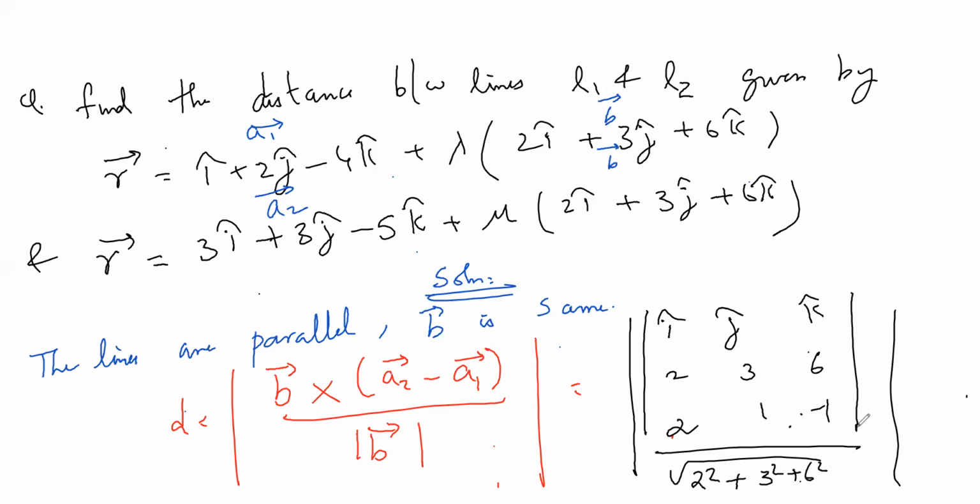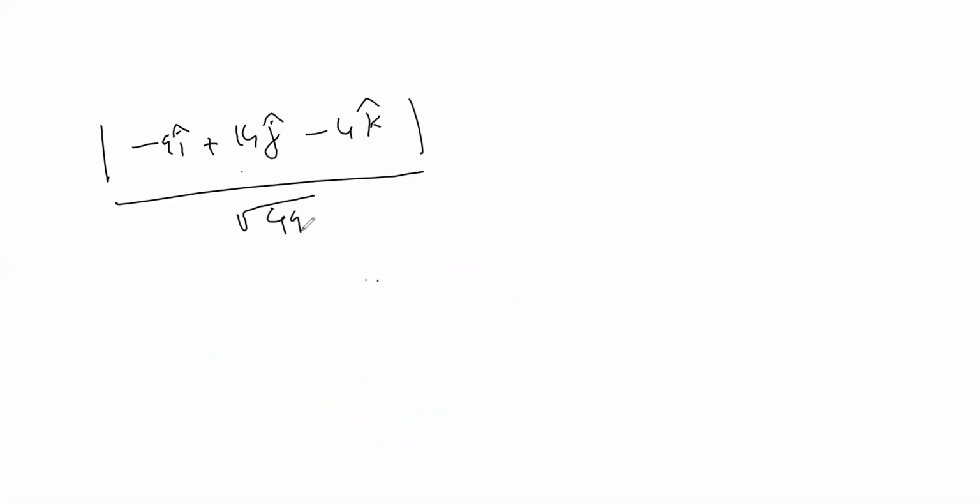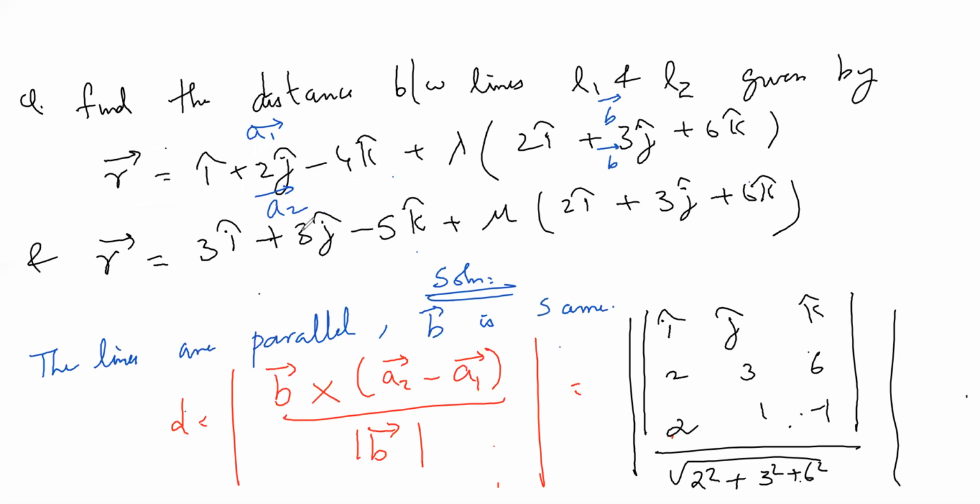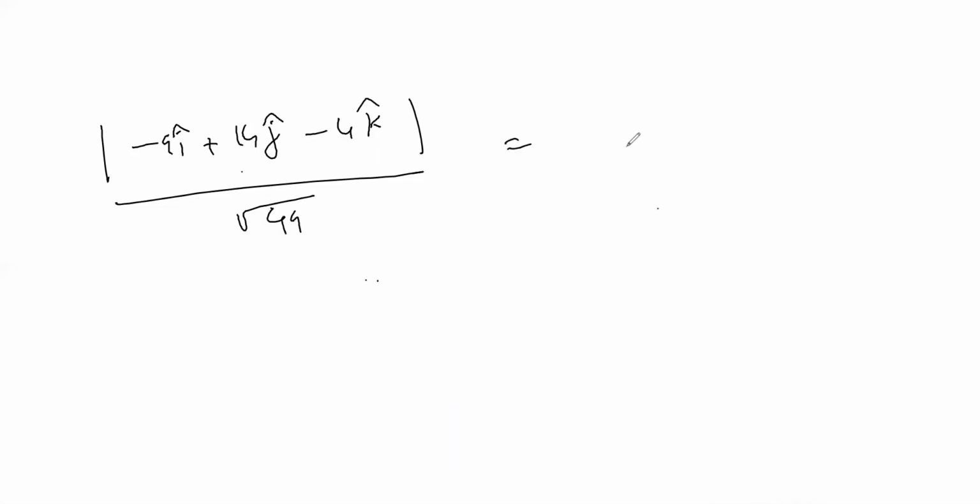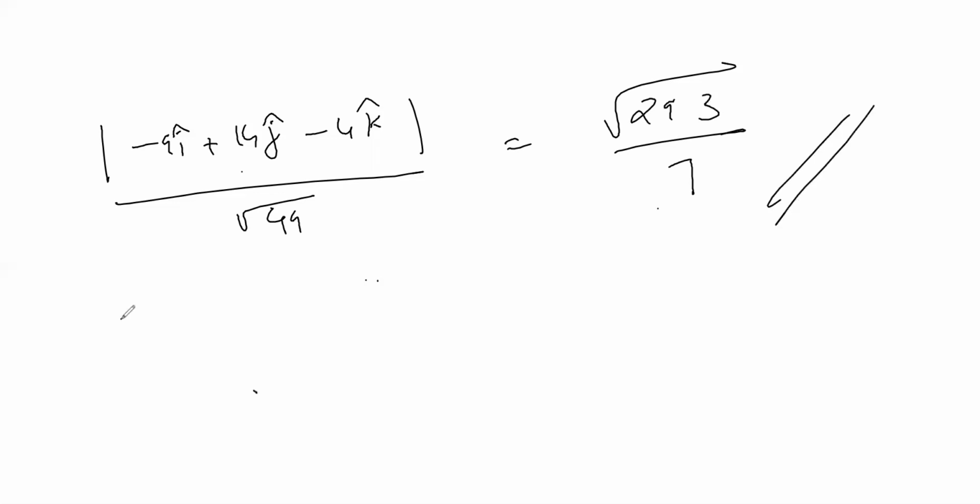If I solve this, I get the mod of minus 9i plus 14j minus 4k, divided by root 49. That is root of 4 plus 9 plus 36, which is 49, so root 49 is 7. And the root of the numerator is root 293. So the distance value is root 293 by 7 respectively.